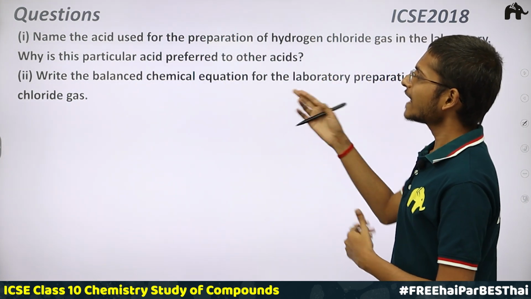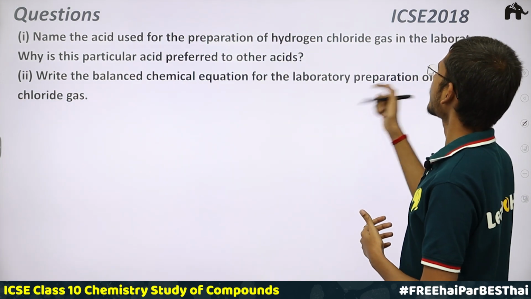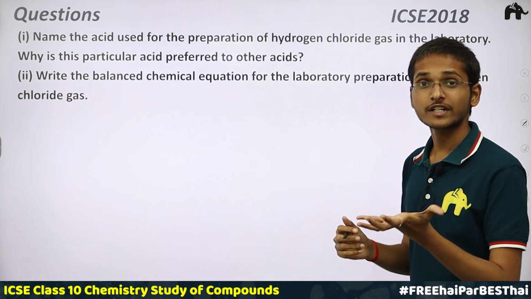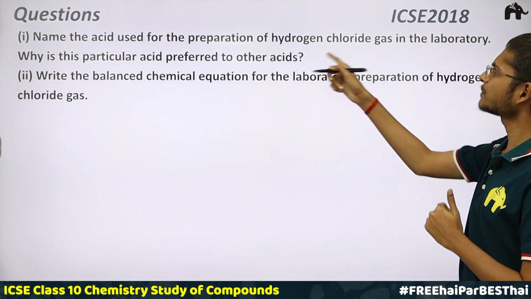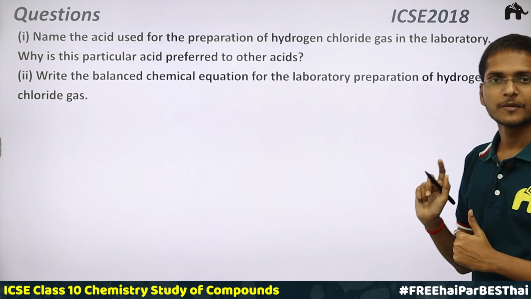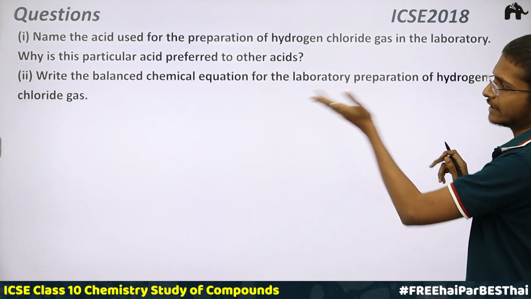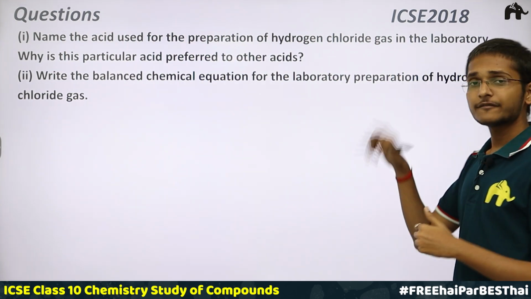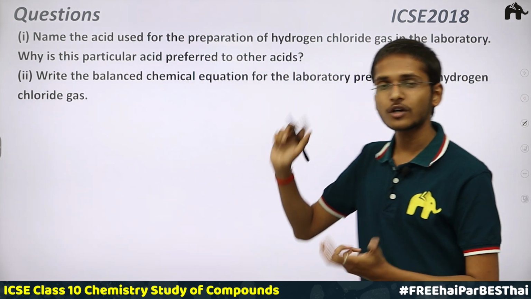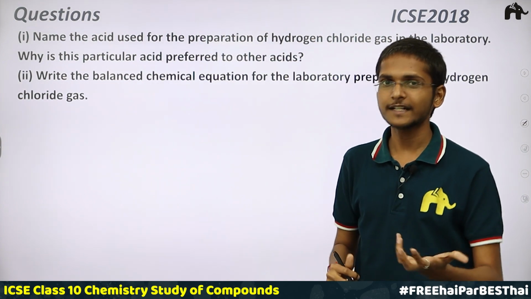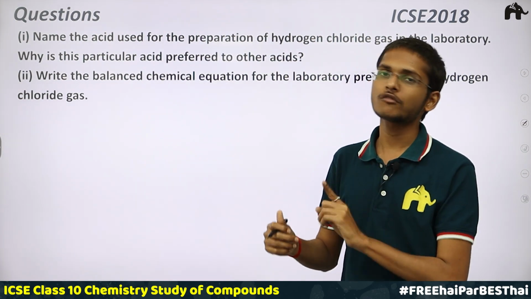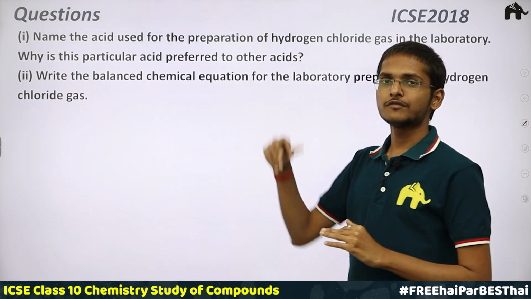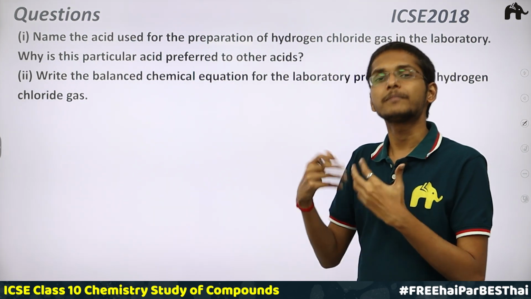So first is, name the acid used for the preparation of hydrogen chloride gas in the lab. Okay, in laboratory. So we know which acid it is, concentrated sulfuric acid, right? Which is used for the preparation of hydrogen chloride gas in the lab. And next is, why is this particular acid preferred to other acids? Why sulfuric acid is preferred? Now, we have also studied this because sulfuric acid is non-volatile, right? Other acids are volatile and we need a non-volatile acid so that our acid won't move along with the hydrogen chloride gas which we are supposed to prepare, right?